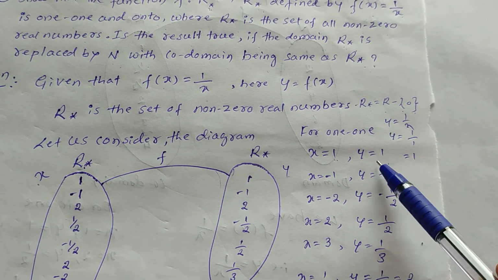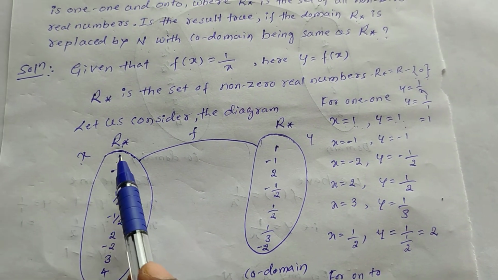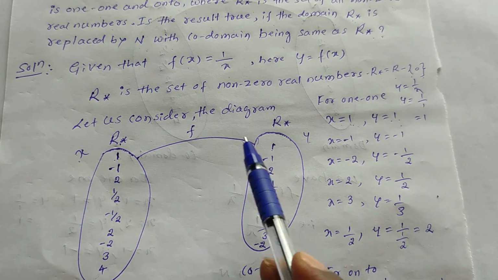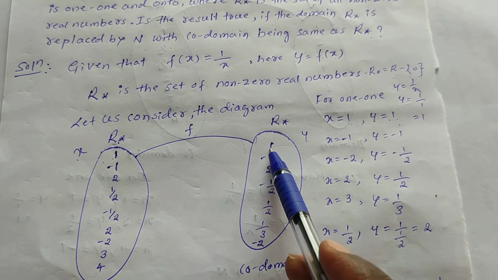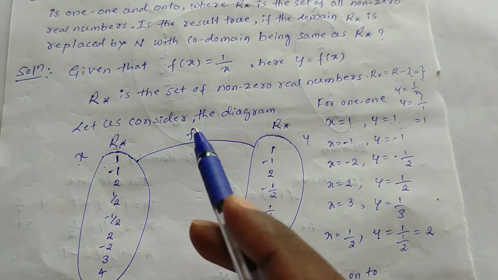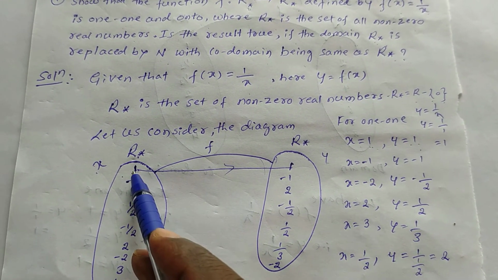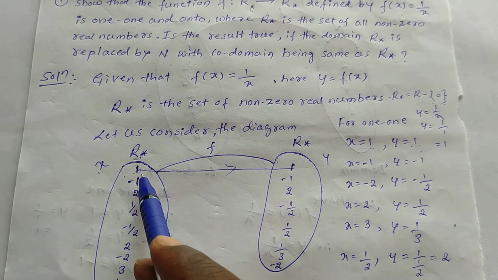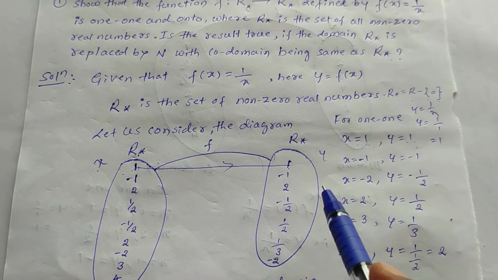That is 1 by 1, which means 1. When x is equal to 1, y is equal to 1. When x is equal to 1 in the domain R star, you get y in the codomain R star. Yes, there is an image for 1 in R star in the codomain.